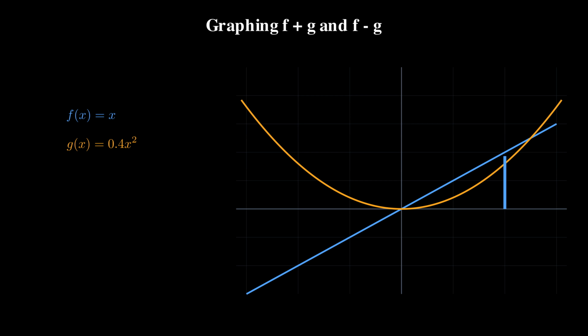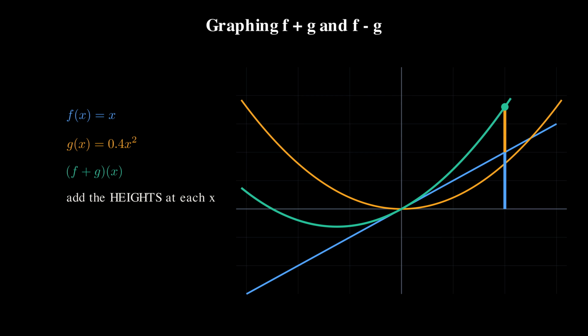Here at x equals 2, the line gives a height of 2, and the parabola gives 1.6. Stack them, and the sum sits at 3.6. Do that at every x, and you trace out the sum curve in green. On the GDC, you just type y3 equals y1 plus y2. No algebra needed. And for a difference, subtract instead. Then read its key features as usual.